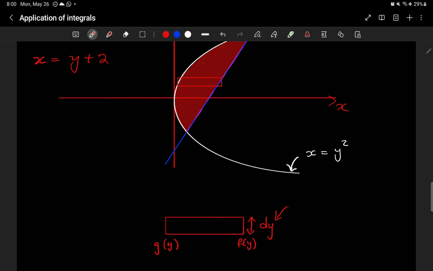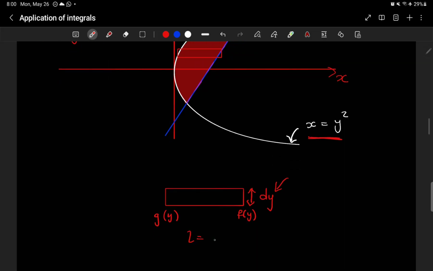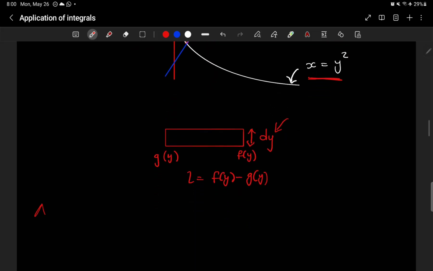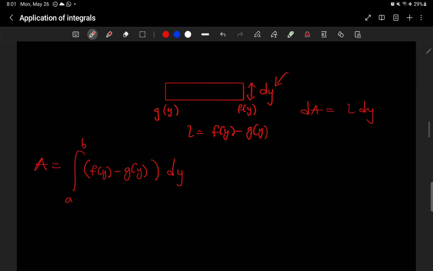So now you want to make x the subject of the formula, just as these were given, so these are going to be functions of y. So our L is going to be equal to the rightmost boundary minus the leftmost boundary. So let's get the area. The overall area will be the integral. We know the differential area, dA, will be L times dy. So the overall area is going to be the integral from a to b of the rightmost boundary, f of y, minus the leftmost boundary, g of y, dy. Let's substitute.